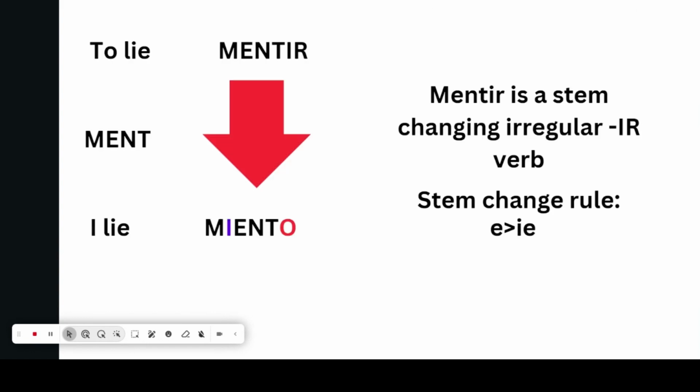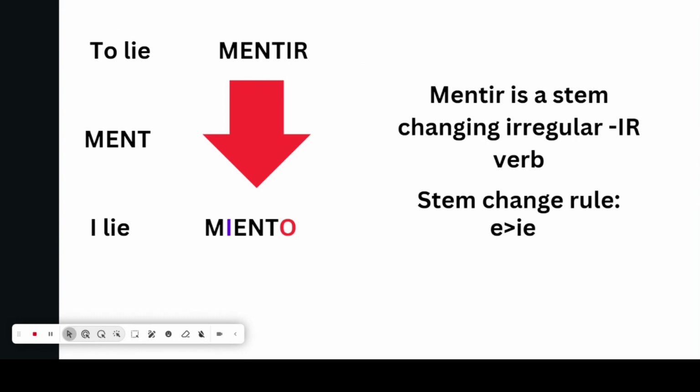So let's look at how that looks. We have the verb mentir, an IR verb, and so we have to remove the infinitive ending, and we're left with ment. And so we can't just add the O, because we have to do the middle step, which is to follow the correct stem change. This verb is an irregular verb with the stem change rule that wherever there's an E, it has to be changed to an IE. So basically adding an I, right? You can see this in the instructions on the right.